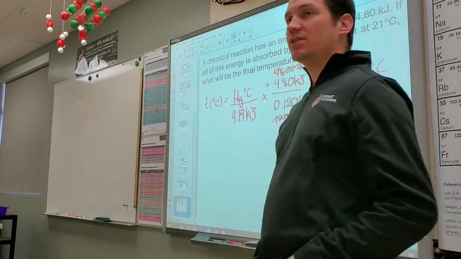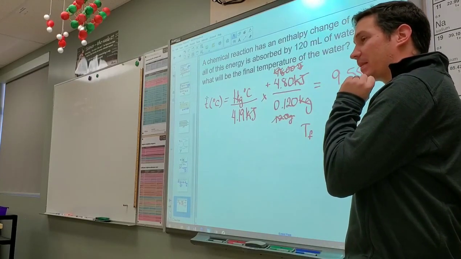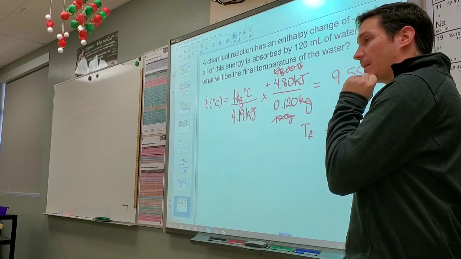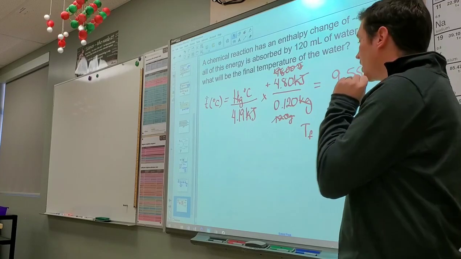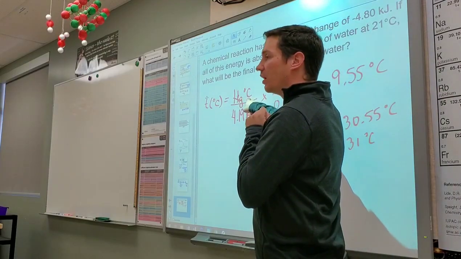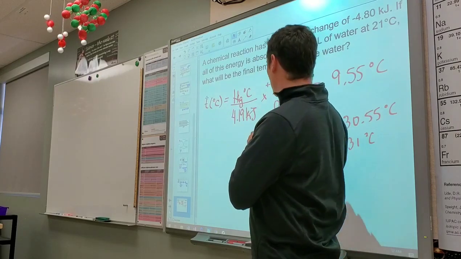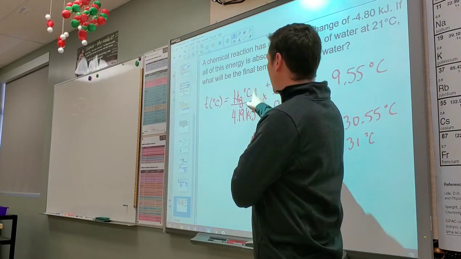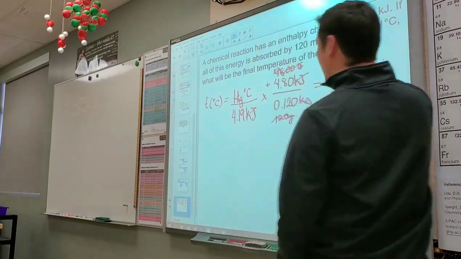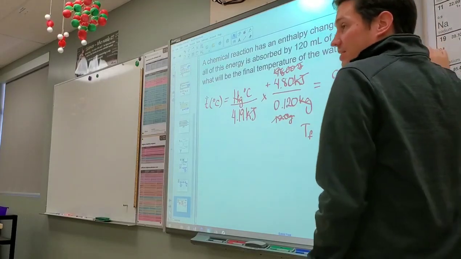Does anybody have any questions about that? Shelby. Okay, this might sound stupid, but why are you adding the Celsius at the end and not putting it into your equation? Because this represents the temperature change. When I add this much energy to this much water, it doesn't matter what temperature it starts at, it will increase in temperature by 9.55 degrees Celsius.